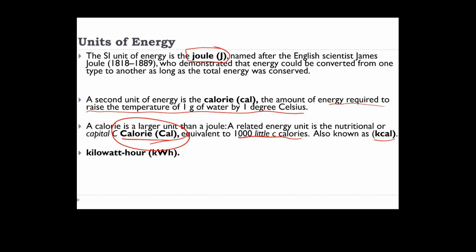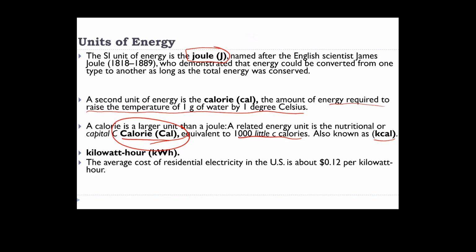If you've ever seen a house power bill, they're measured in kilowatt hours. It's probably gone up a little bit since I created these slides, but roughly 12 cents per kilowatt hour is the cost of electricity in the United States, or at least in Alabama right now. So these are different ways that we can measure energy, and there are more ways than this, but these are the ones that we're familiar with.